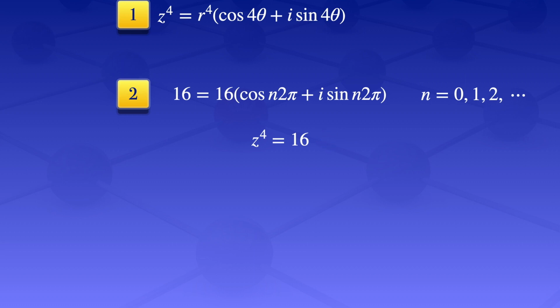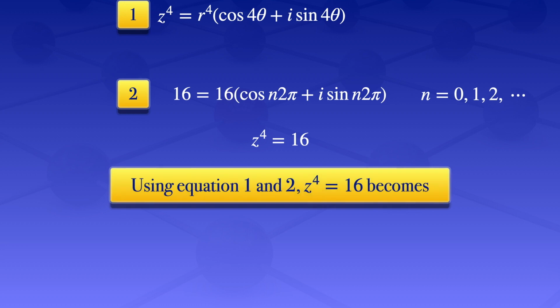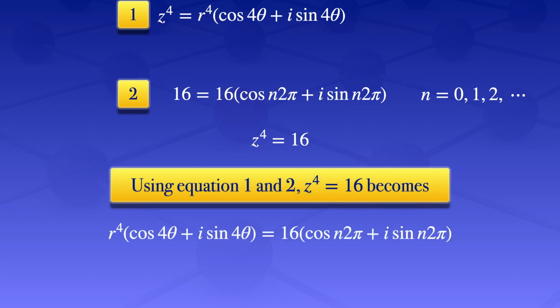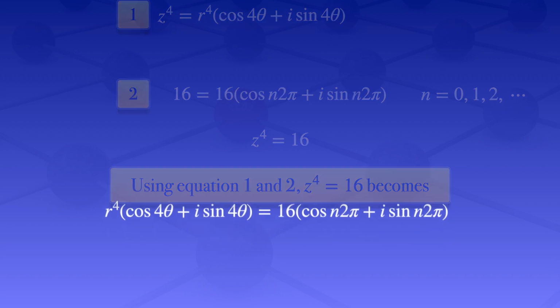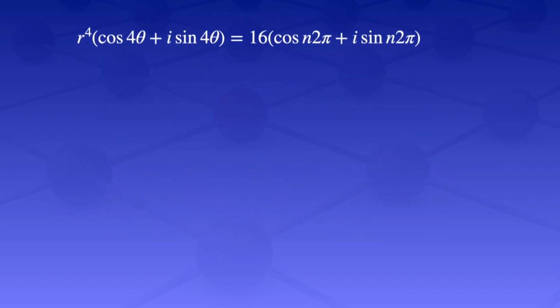So using equations 1 and 2, the two are equal. So z to the power 4 equals 16 becomes r to the power 4 (cosine of 4 theta plus i sine of 4 theta) is equal to 16 (cosine of n times 2 pi plus i sine n 2 pi). We just equated the right hand sides of equations 1 and 2, since we are saying z to the power 4 is equal to 16. So what we have now is this equation here.